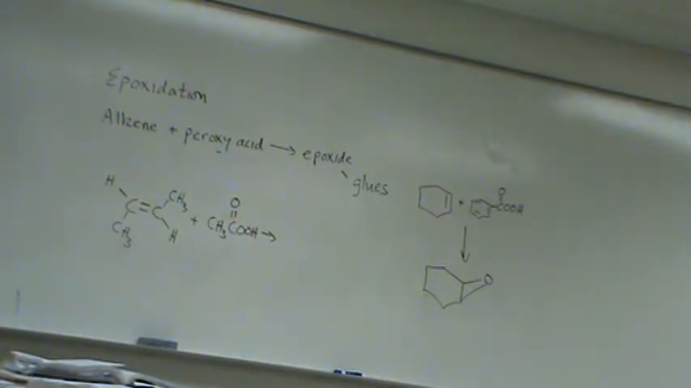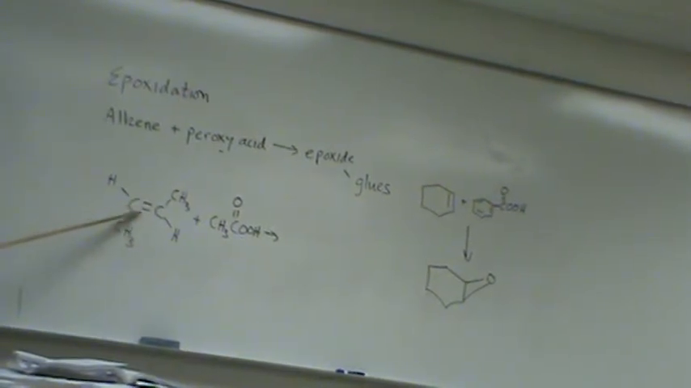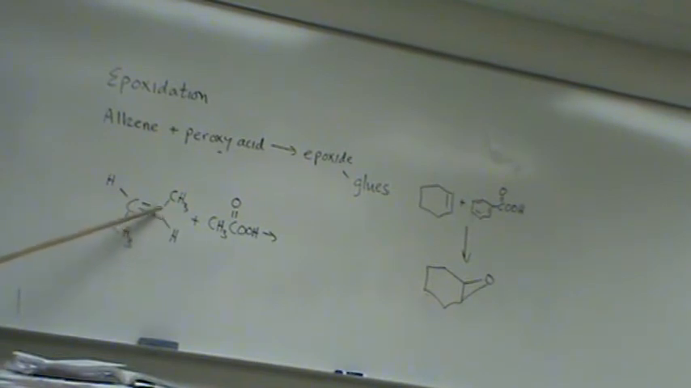Suppose we have this alkene. Here I'm showing the trans relationship of 2-butene. So what's going to form here? Go to the double bond and draw a 3-membered ring.